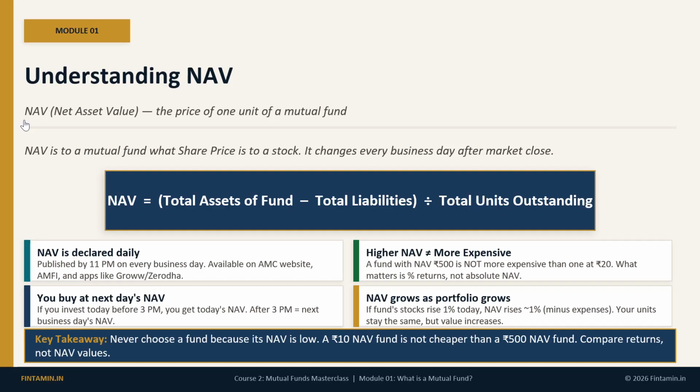Here is the most common misconception I encounter. People think a fund with NAV of 20 rupees is cheaper than one with NAV of 500 rupees and therefore a better deal. This is completely wrong. A fund with NAV 20 and one with NAV 500 can have identical underlying portfolios. What matters is the percentage return, not the absolute NAV number. Never choose a fund because its NAV is low. Compare returns, not NAV values.